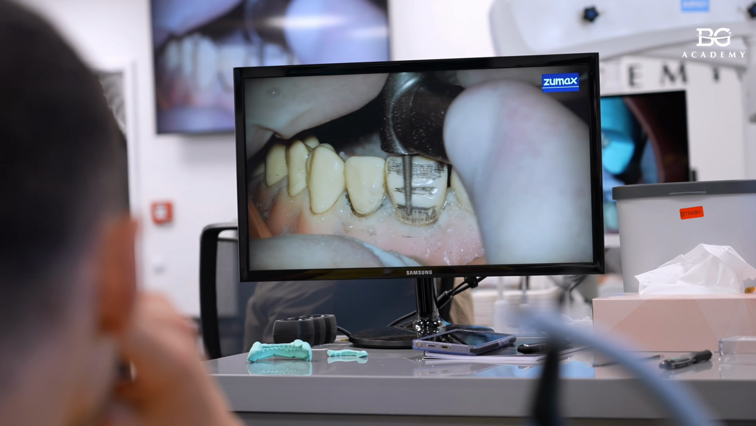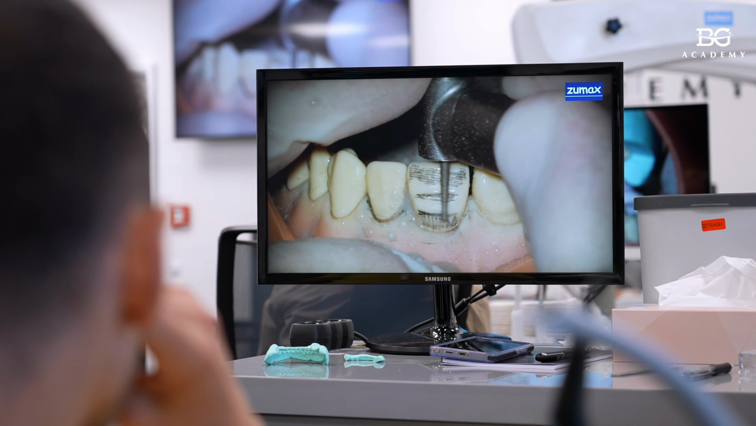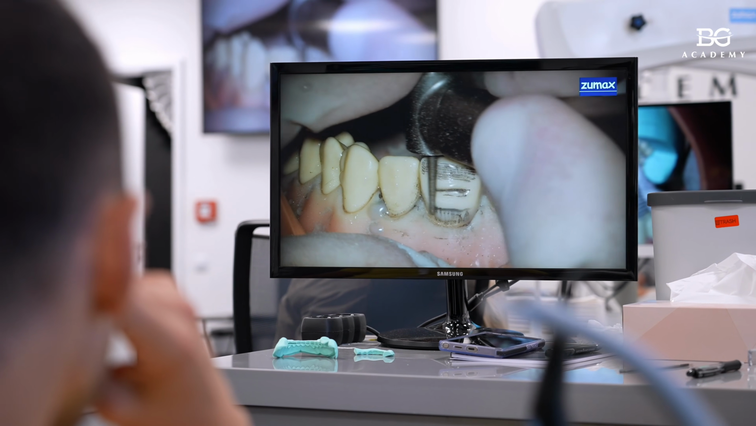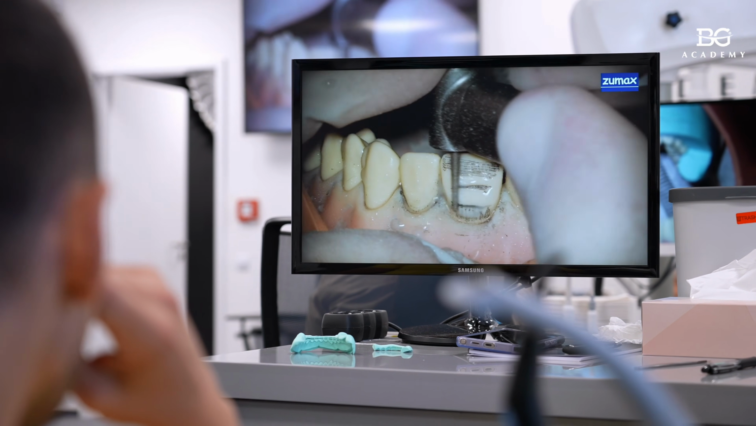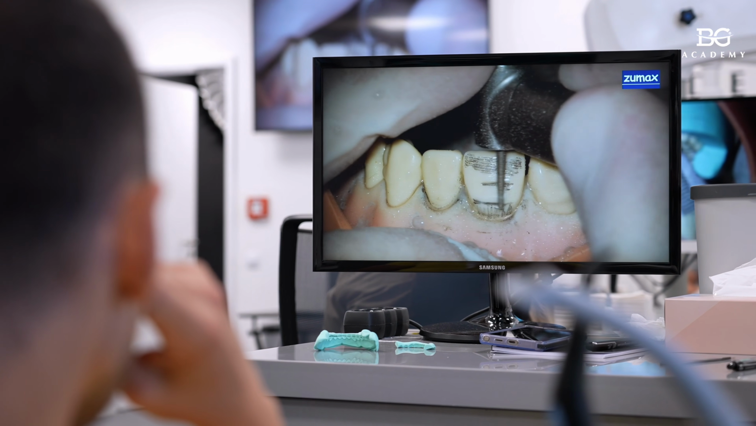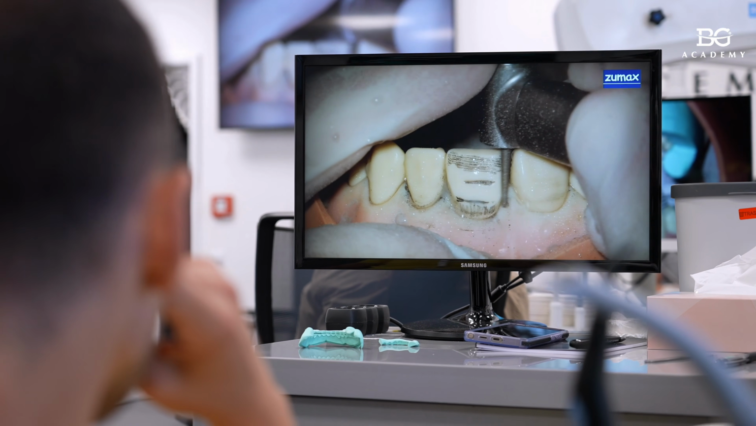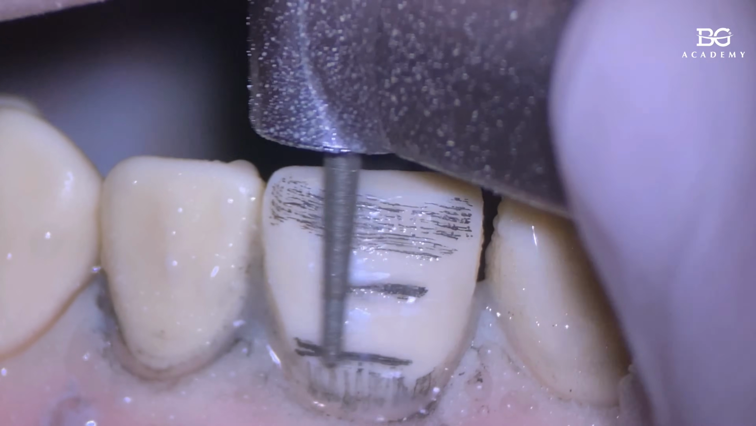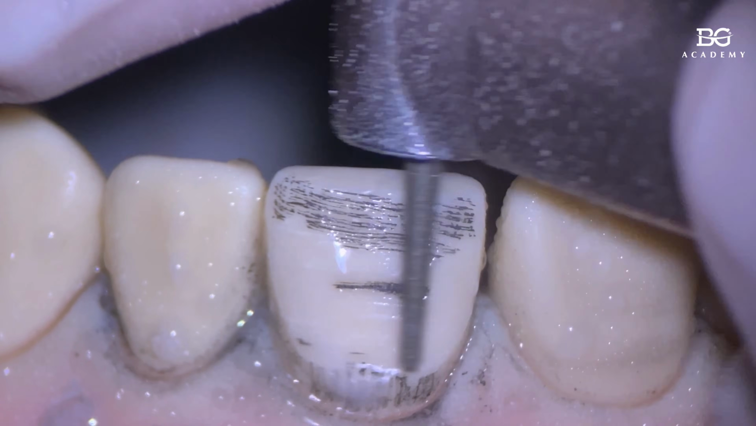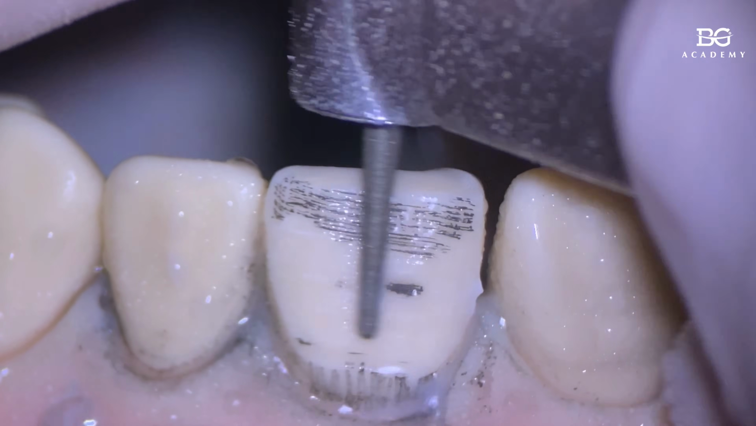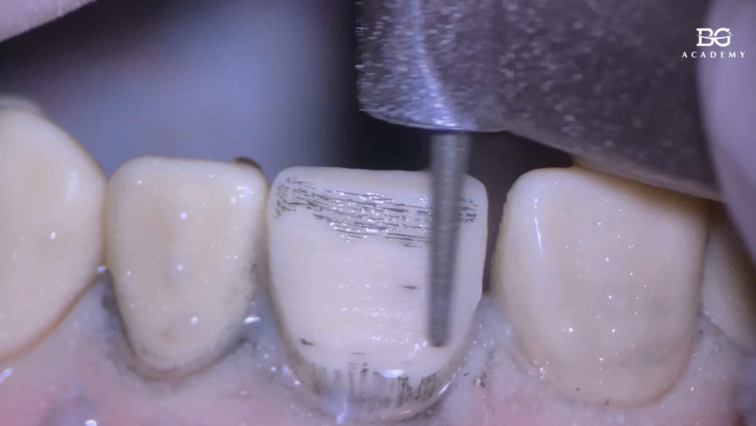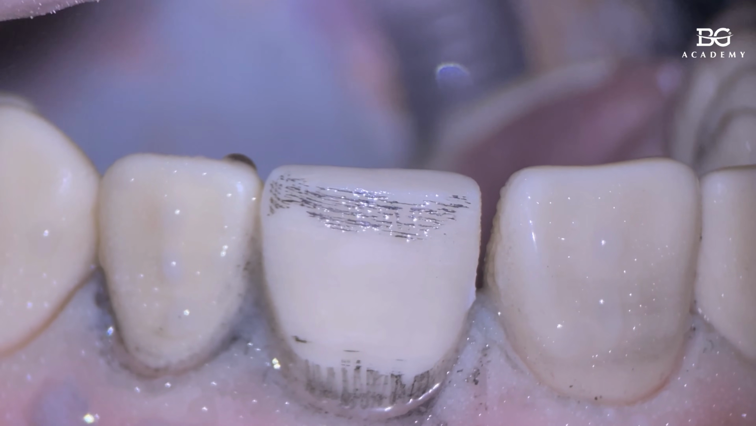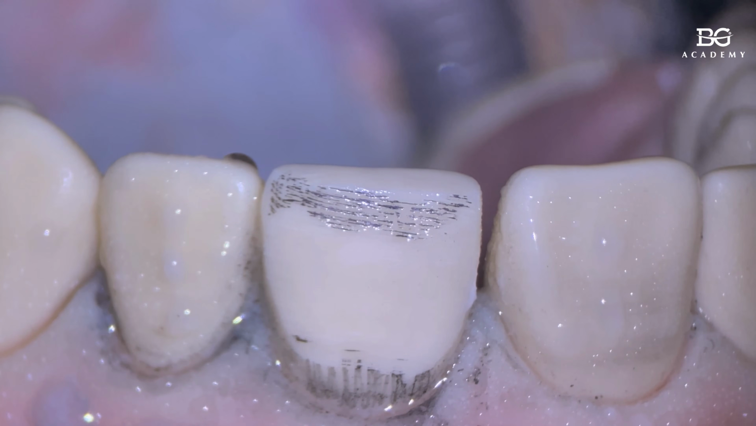The tip of the bur is not touching the tooth. You see, we do not involve the tip of the bur. We work with the plane of the bur. Okay, it's done. There is no line.